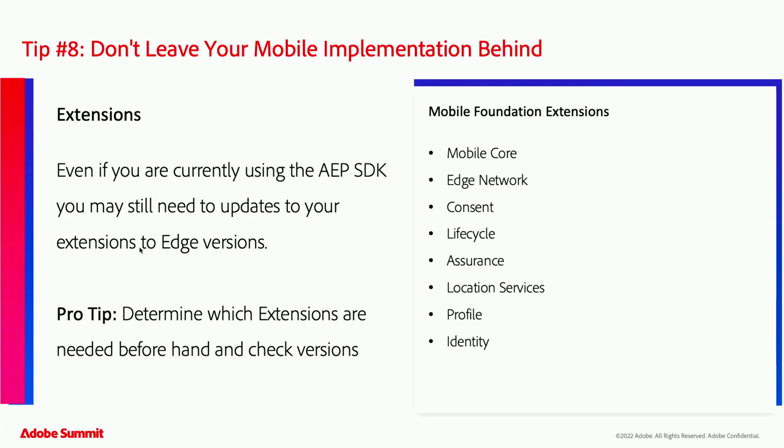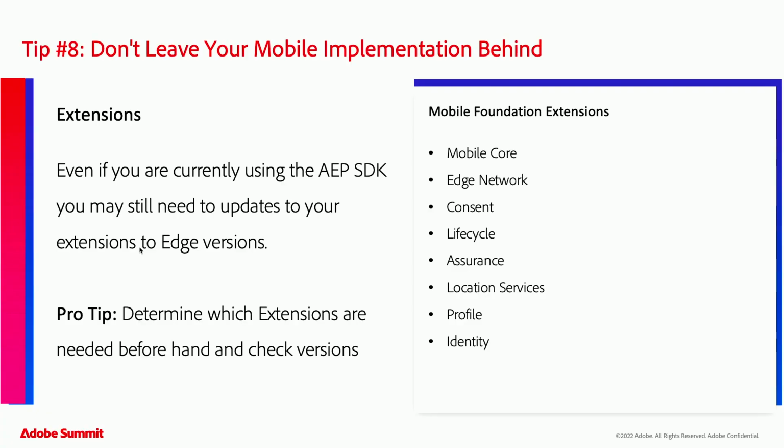Even if you're currently using the ACP SDK, but you're not sending it to the Edge, there might be some updates you have to make. So you won't need the analytics extension, you will need the Edge Network extension. So my recommendation, go in and determine what extensions you have, what you need beforehand, and check all of the versions. The old versions that are called like the ACP extensions, those are not the same as AEP. I'm sorry, I'm getting a little bit deep. But, so you might have to make some additional updates.